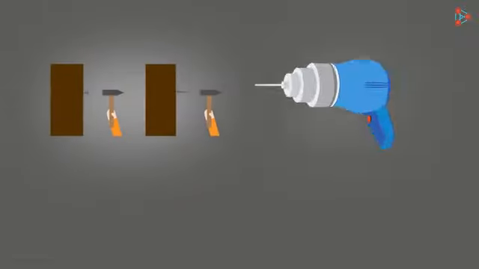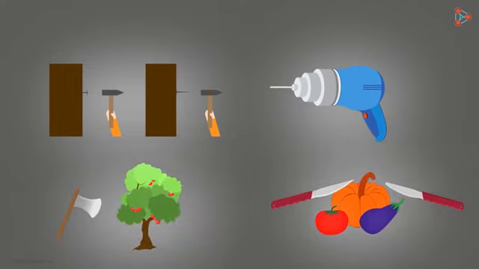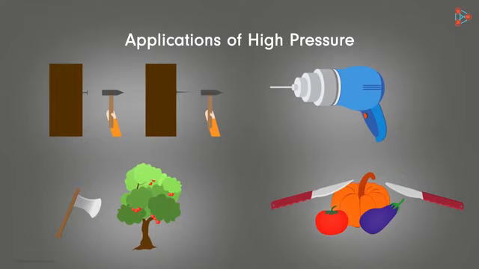The examples that we've seen so far are applications of high pressure. It's about how high pressure is useful to us in some cases. But it is not always the case. There are situations where we require low pressure. Let us see some applications or advantages of low pressure.